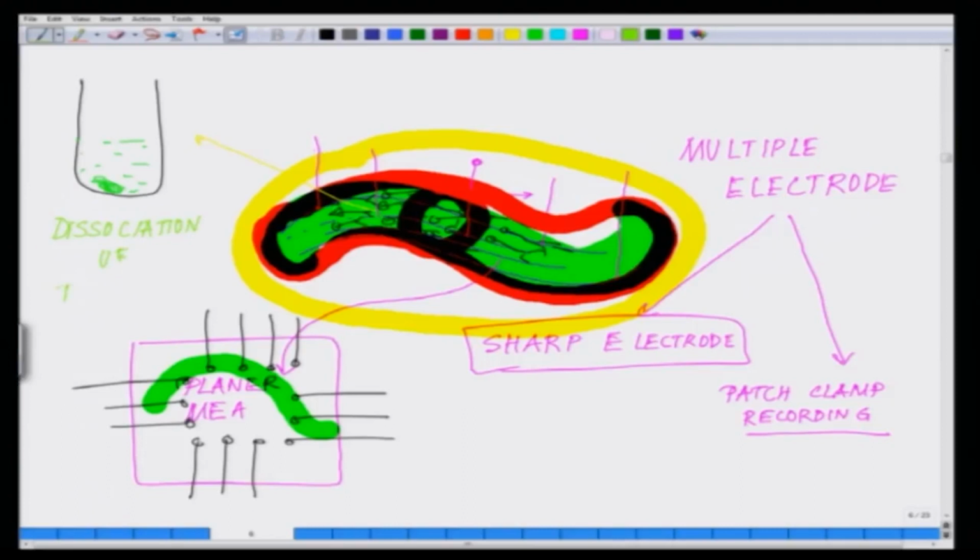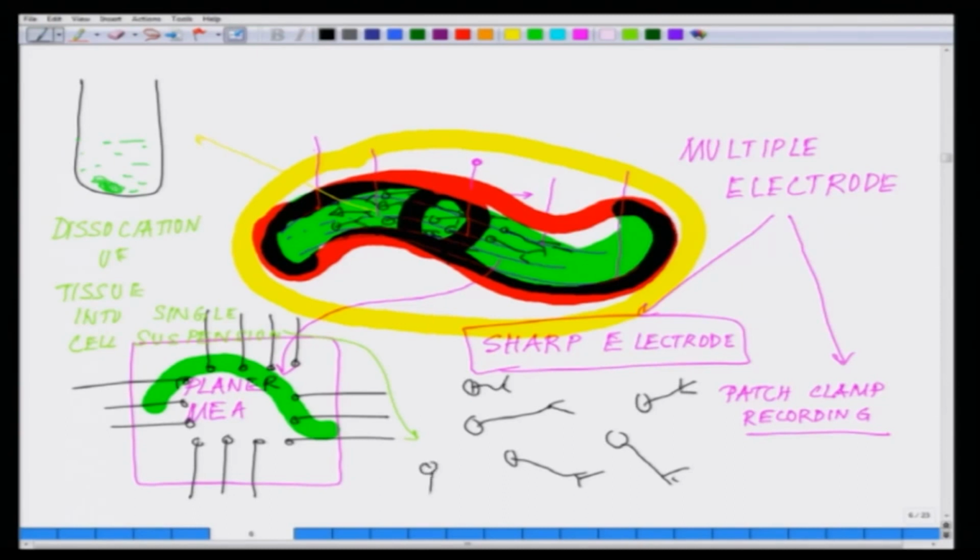Dissociation of tissue into single cell suspension. What we mean by single cell suspension? It means now you have all these individual components, what I was drawing, separated out, something like this. In that process, of course, the tissue undergoes a lot of damage, but those which survive are important for you.